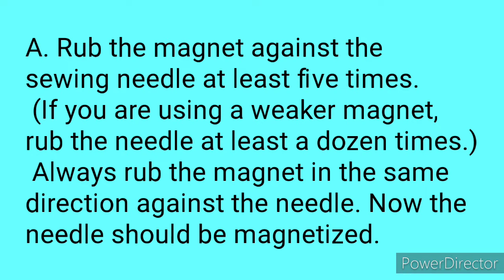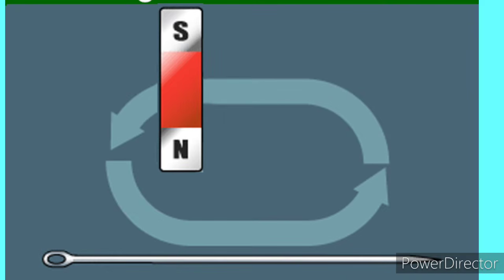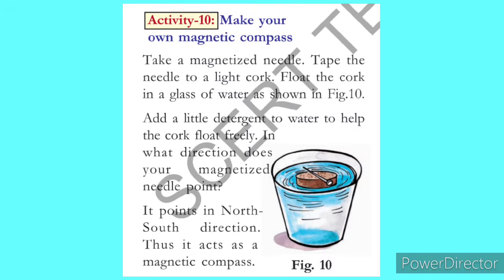So first you have to make the needle a magnet. By seeing the figure you can understand. In the same direction you have to rub the needle with the magnet. Next we have to make a compass using this needle. Activity 10 is already given in your book, so I have written that activity here. Using that activity you can make a compass.